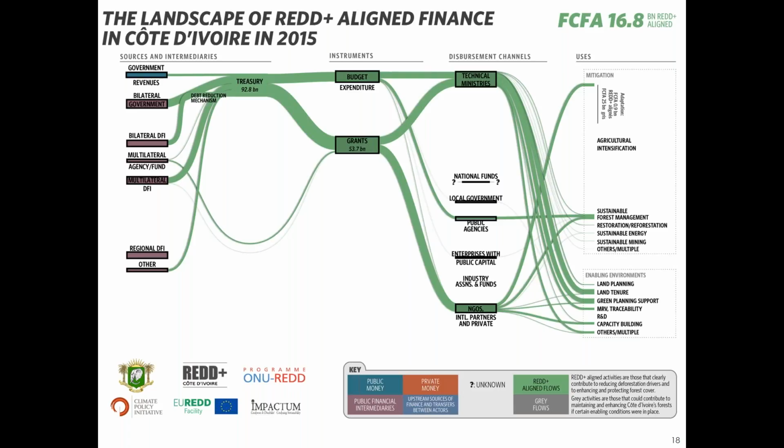So on this slide, you can see REDD+ aligned activities in green. These activities are those that clearly contribute to reducing deforestation drivers and to enhancing and protecting forest cover, including sustainable forest management and land planning that you can see on the right-hand side here. So for instance, if we look along the top of the chart from left to right, we can see that most funding is channeled through the Treasury as budget expenditure by technical ministries or as grants, which go mostly to enabling environment activities at present, with little going to sustainable agriculture intensification, for example.